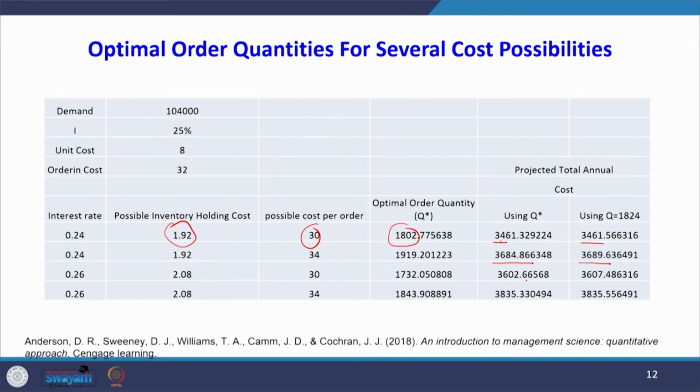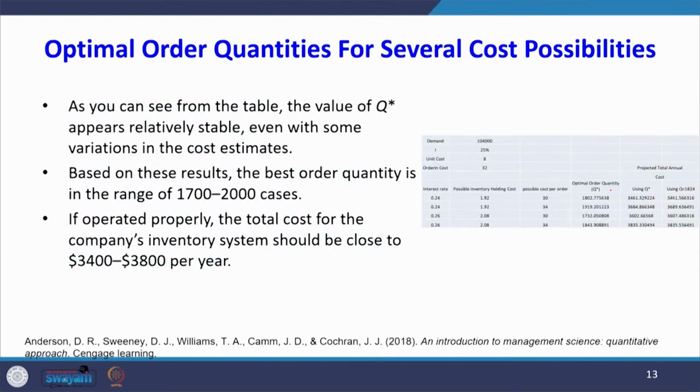The third scenario: 3602 and 3000, here also only 5 rupees is the difference. Fourth scenario: 3835, here it remains the same. So what we are concluding is that our EOQ model, which we got as 1824, is the robust one.